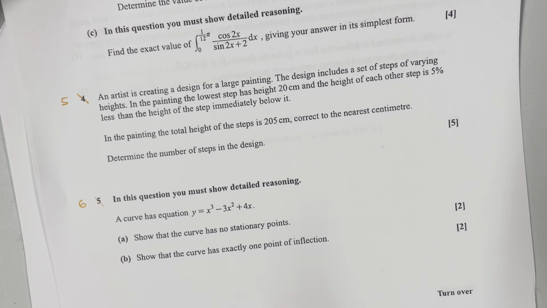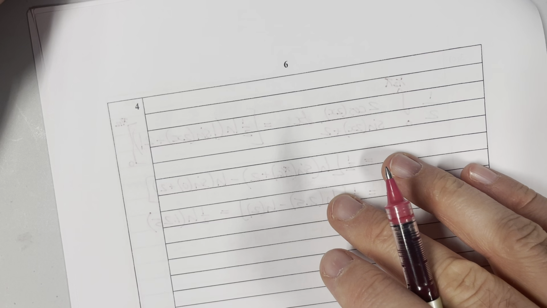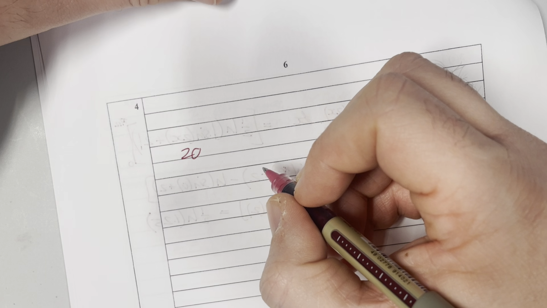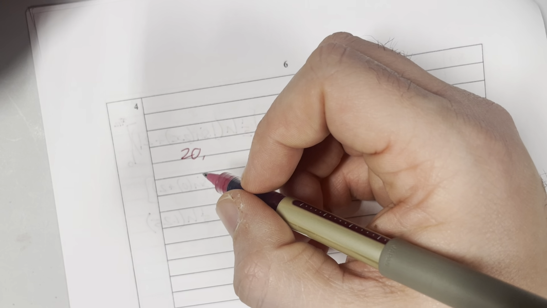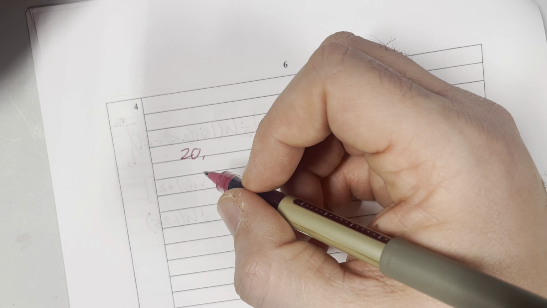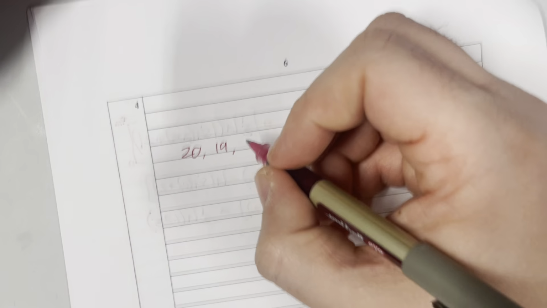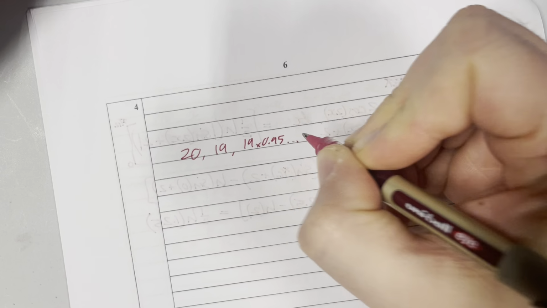Okay, this looks like a geometric series question. So, spin over the page. Question number 4. So, the first step has a height of 20 centimetres, and then each other step is 5% less. So, well, 5% of 20 is, I should know that. It's 1. So 5% less is 19, and then 5% less of that is 19 times 0.95, and so on.